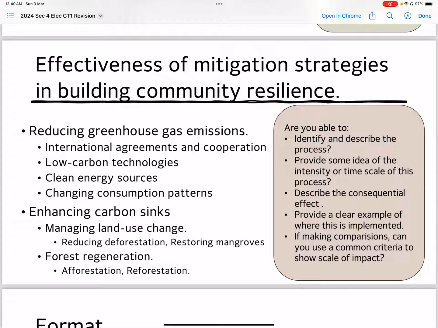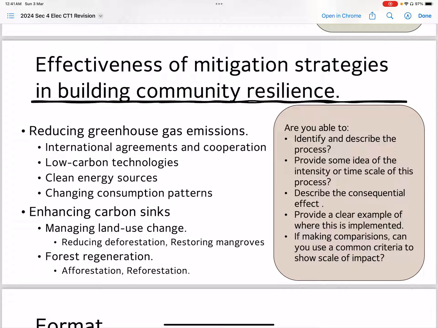Enhancing carbon sinks is the final thing that you can use as another mitigating strategy that communities can use to increase their resilience towards environmental change. So what are some of these strategies we can talk about when looking at enhancing carbon sinks? Number one, most importantly, managing land use. How can we do this? Through reducing deforestation, through restoring mangroves.